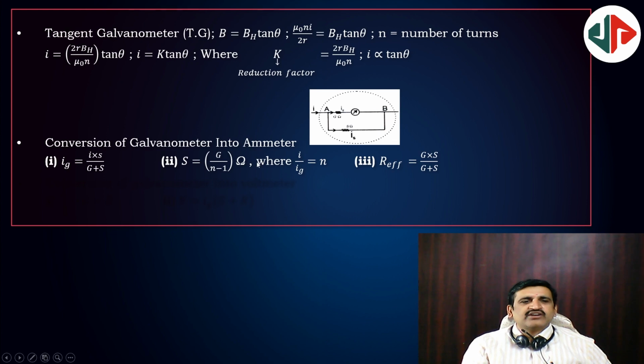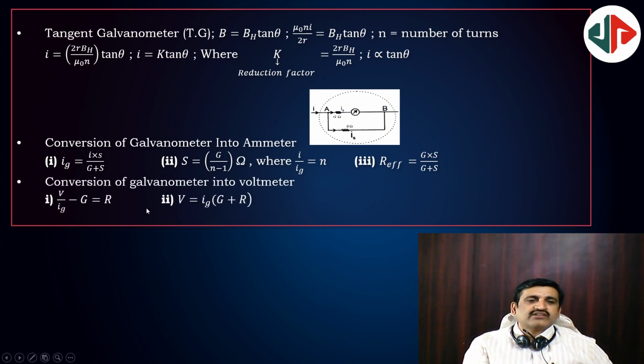Conversion of galvanometer into ammeter: when a galvanometer is connected with a small resistance in parallel, which we call a shunt, it is converted into an ammeter. Ig is equal to I S by G plus S, or S is equal to G by n minus 1, and R effective is equal to G into S by G plus S.